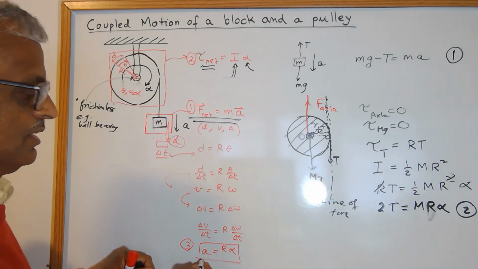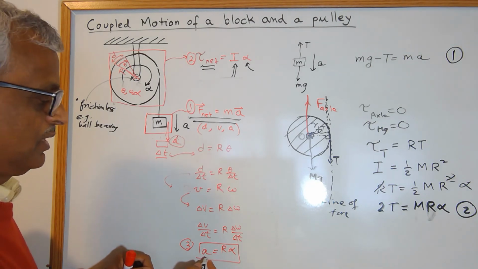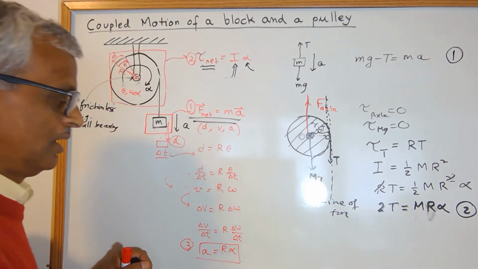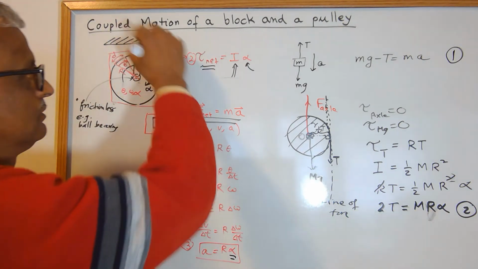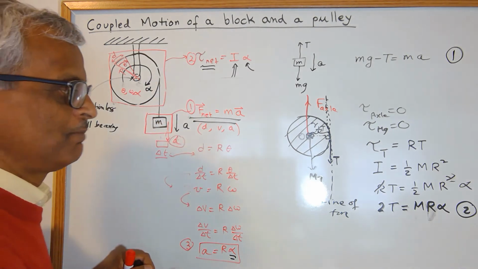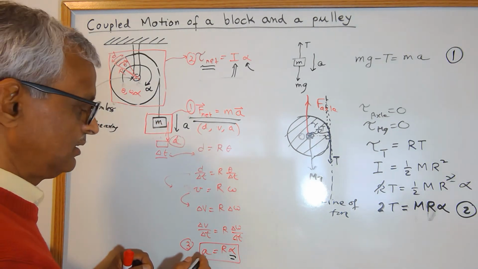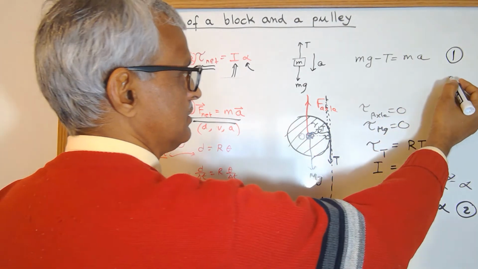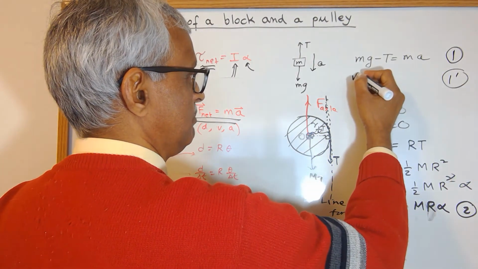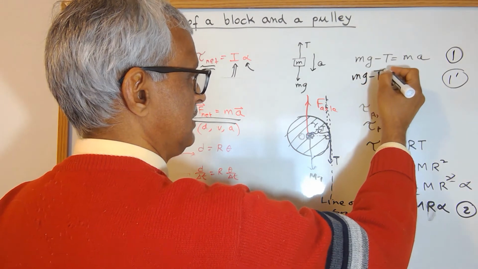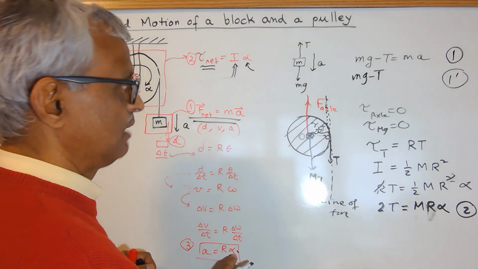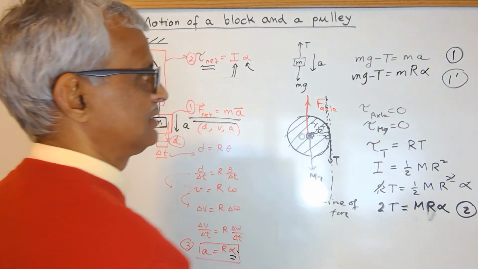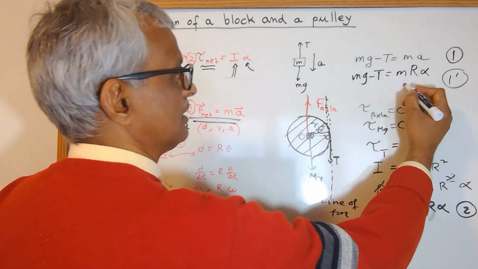And equation 3 is this. Well, we have a here and alpha here, and I want to figure out what the angular rotation is. Then I can just write a in terms of alpha. So I can use this, change equation 1 to mg minus T equals little m r times alpha. So this is the same as using equation 3.